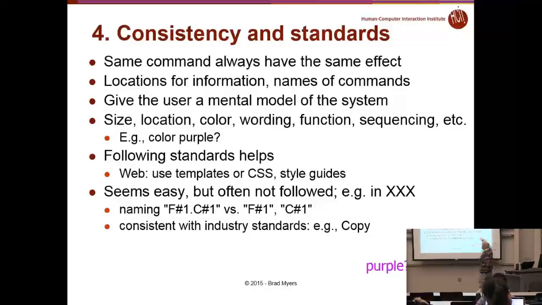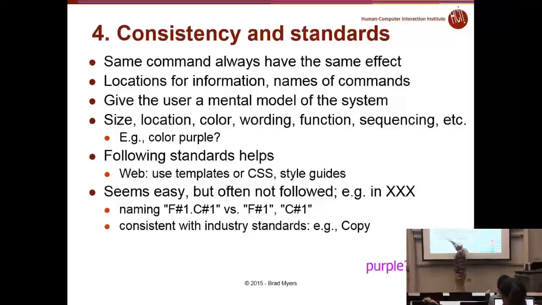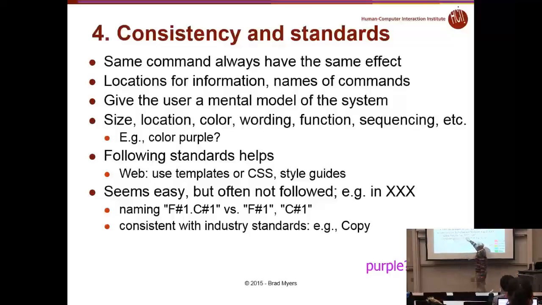In this product that I was mentioning before, they had part names with a fairly complex internal structure. And weirdly, in two different parts of their interface, they named them differently. So in one part, it was quote F number 1 dot C number 1. And in a different part, it was quote F number 1 quote comma quote C number 1 quote. All right, and so there was no reason to do it differently. They just had different programmers who had done it at different times, and each one got to decide how to do it.